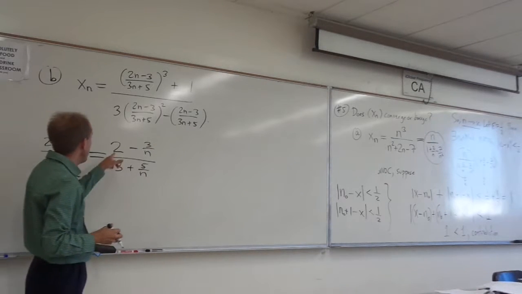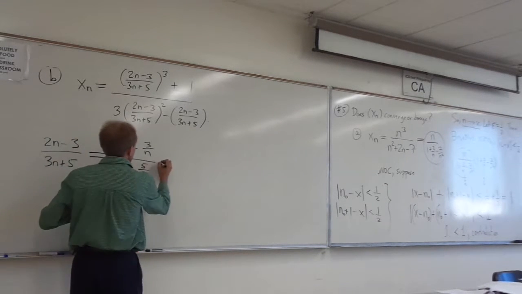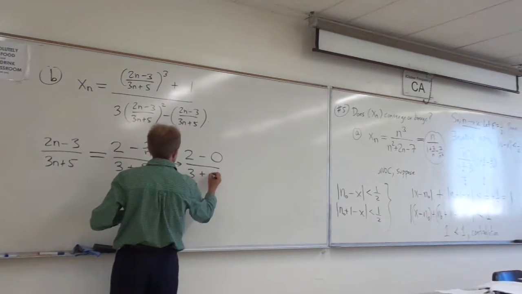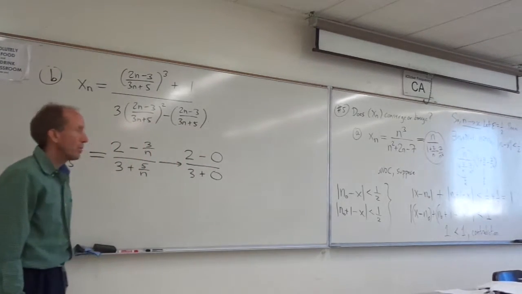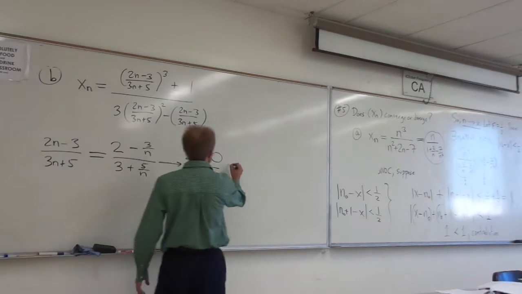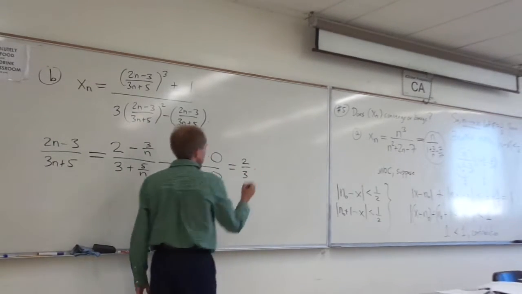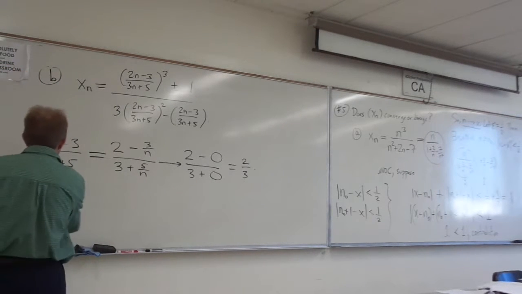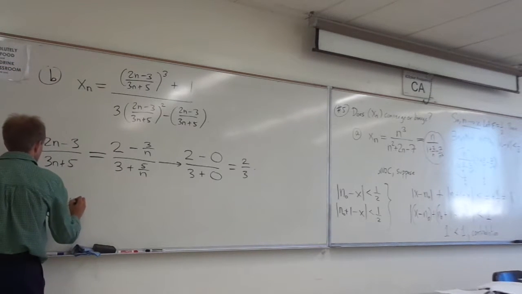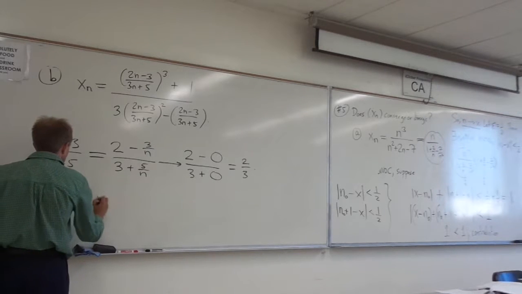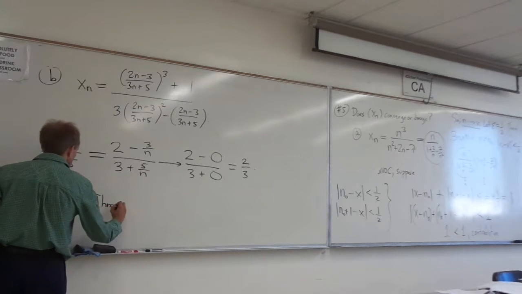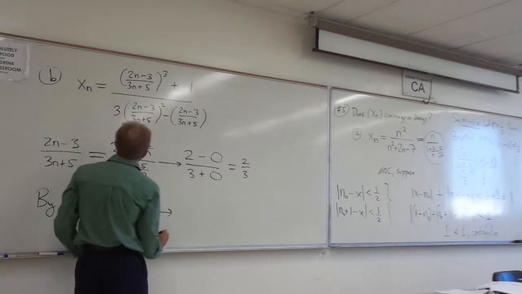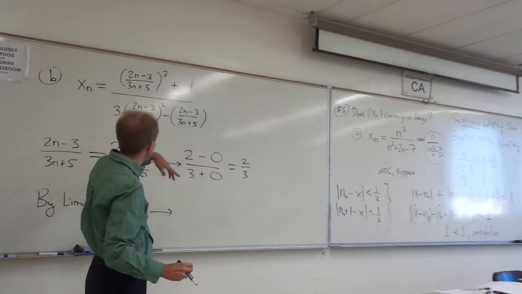And now you can say this converges to 2 minus 0 over 3 plus 0, which is 2/3. Okay? 2/3. Now, by the limit theorems, xn would converge as long as the denominator is not converging to 0.